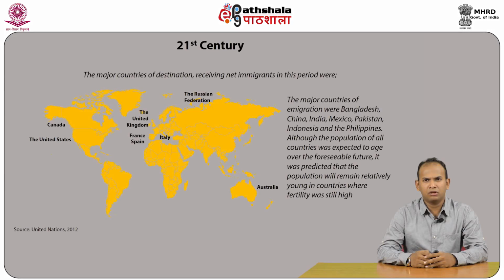The major countries of destination receiving net immigrants in this period were USA, Canada, the UK, Australia, Italy, the Russian Federation, France, and Spain. The major countries of emigration were Bangladesh, China, India, Mexico, Pakistan, Indonesia, and the Philippines. Although the population of all countries was expected to age over the foreseeable future, it was predicted that the population will remain relatively young in countries where fertility was still high.